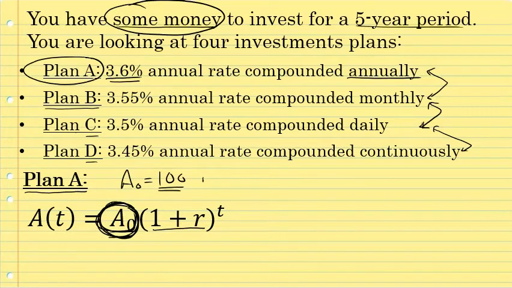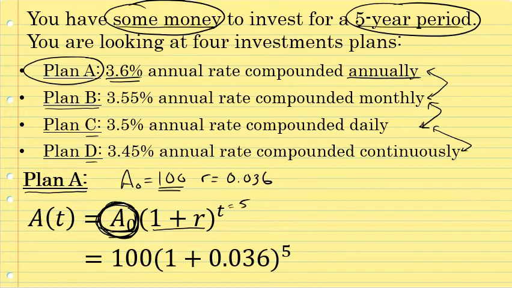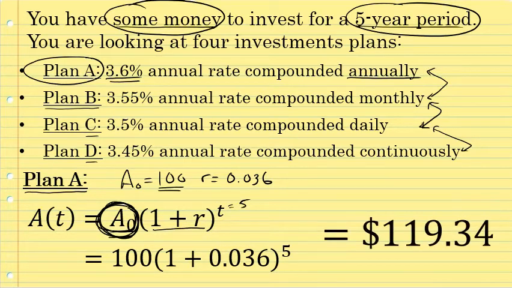So I'll use 100 for the initial amount. For Plan A, the rate, 3.6%, I'll represent that as a decimal, 0.036. And this money is to be invested for a 5-year period, so the value of t will be 5. Substituting those values, I have 100 times the quantity of 1 plus 0.036 to the power of 5, and that result is $119.34. This is the amount of money I would earn over 5 years if I invested $100 into Plan A.